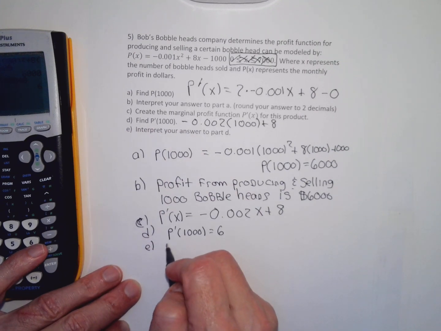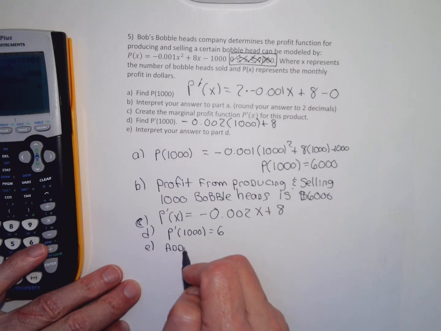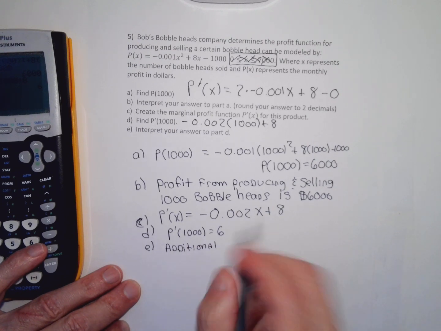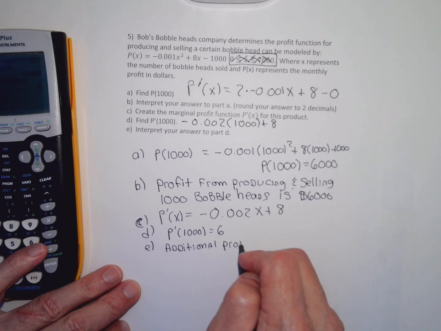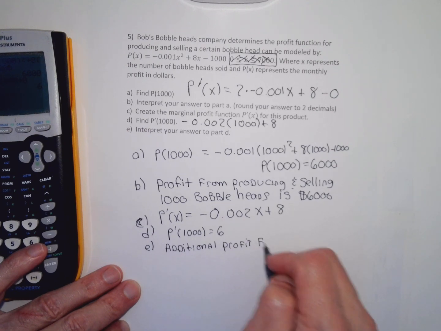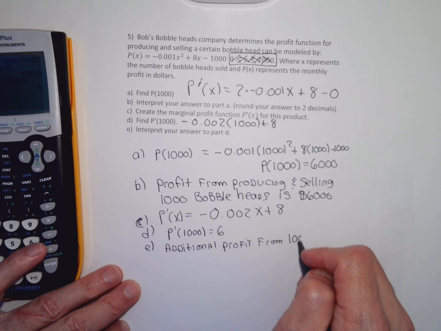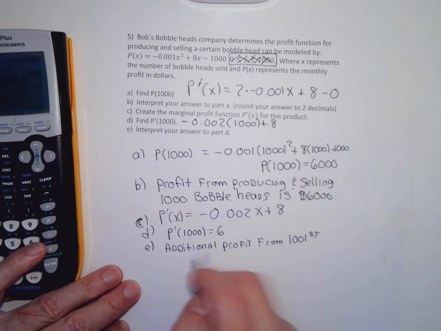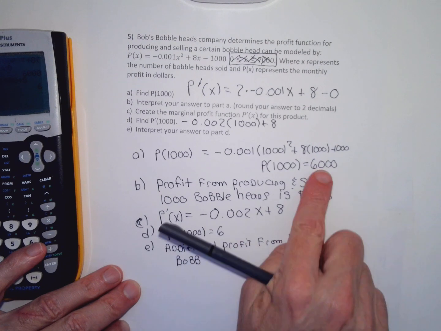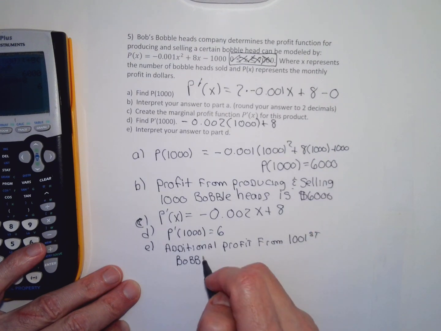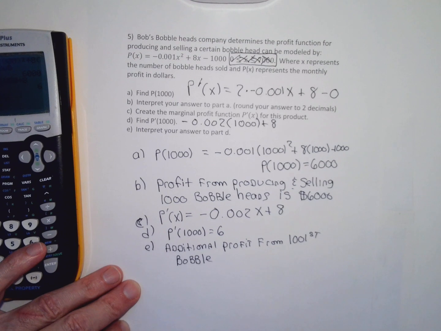So the additional profit, and my grammar is wretched, so you can do better than me, that would be great. The additional profit from producing and selling the 1,001st bobblehead, I'm just going to say from the 1,001st bobblehead, is $6. So the total profit was $6,000 from selling and producing 1,000. It's going to go up to $6,006 when you sell and produce 1,001.